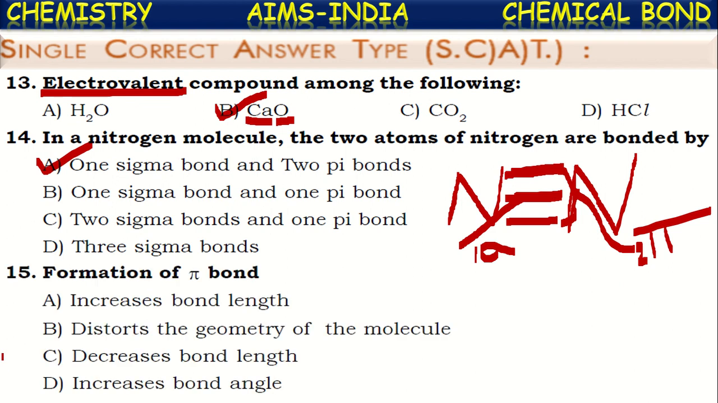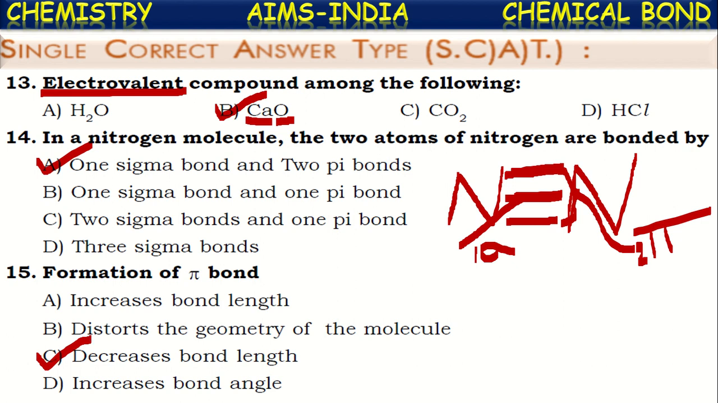Okay, next, formation of pi bond. What happens by the formation of a pi bond? Pi bond results in the formation of generally a multiple bond. So we know as multiple bonds are formed between two atoms, both the atoms approach each other a little more and hence bond length decreases. So the formation of a pi bond results in the decrease of bond length.